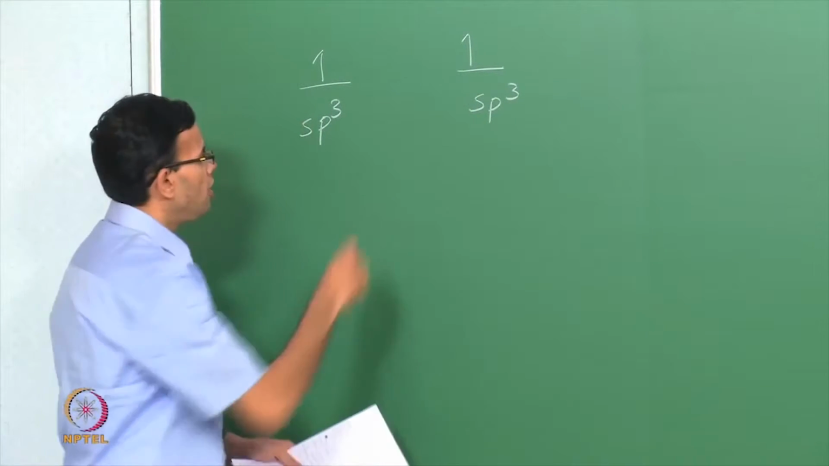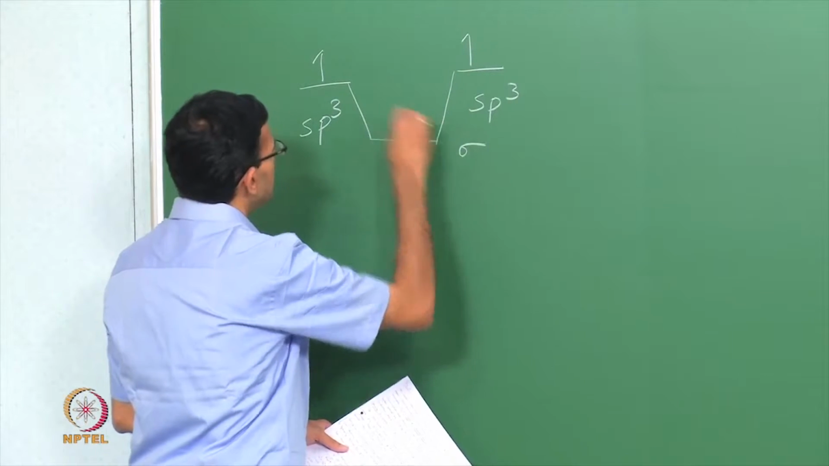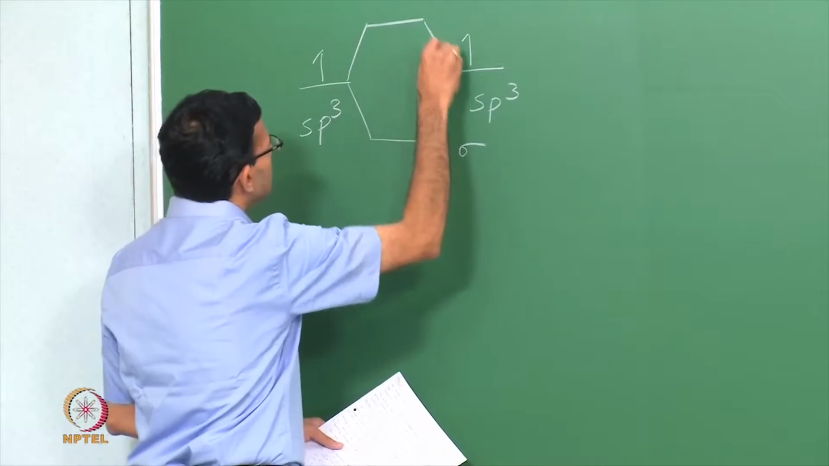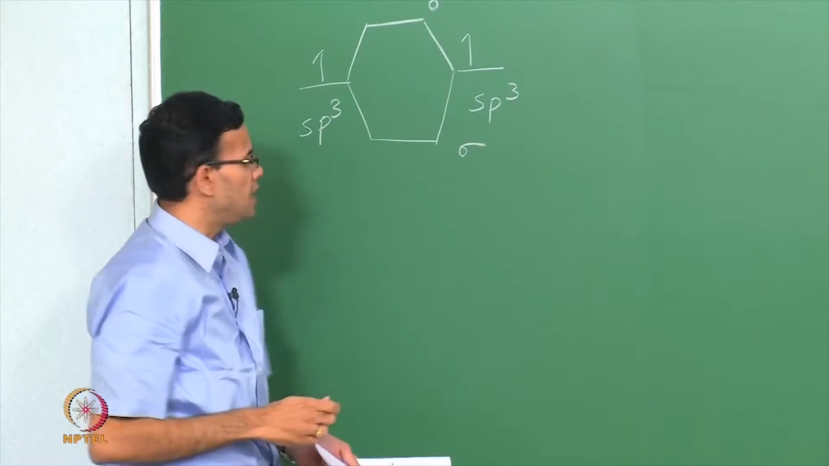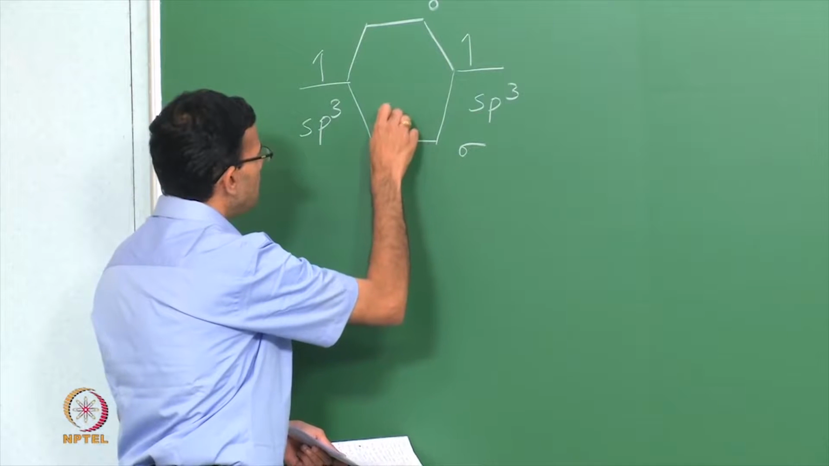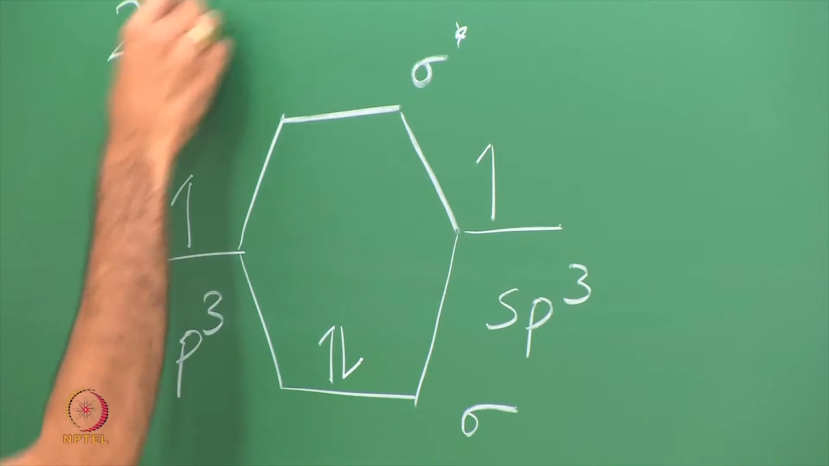They form a bond, and we call the bonding orbital sigma and the anti-bonding orbital sigma star. Both these electrons will go to the sigma, so the bonding orbital is full and the anti-bonding is empty. So this is in the case of 2 silicon atoms.